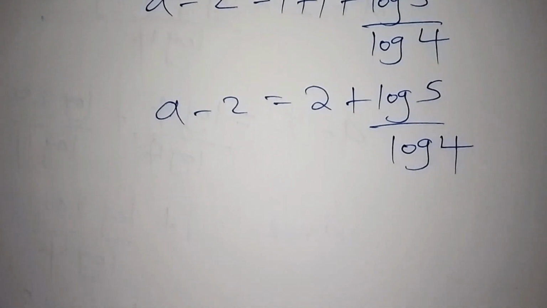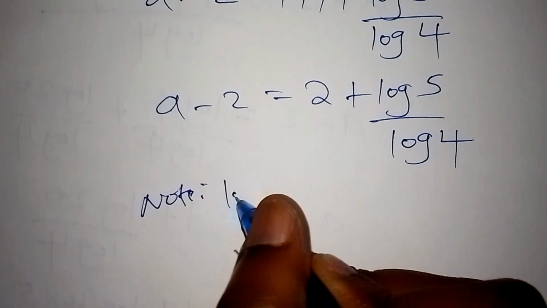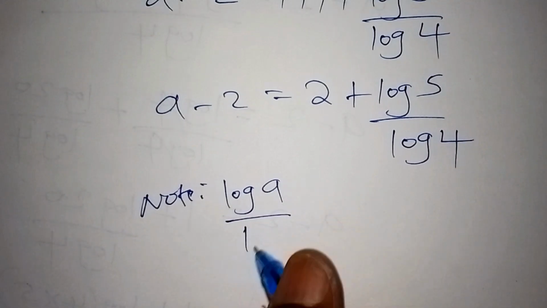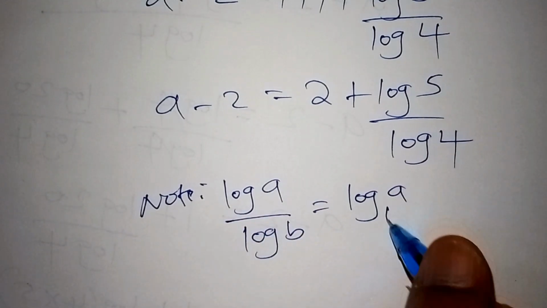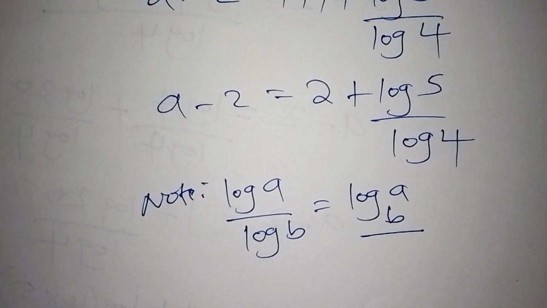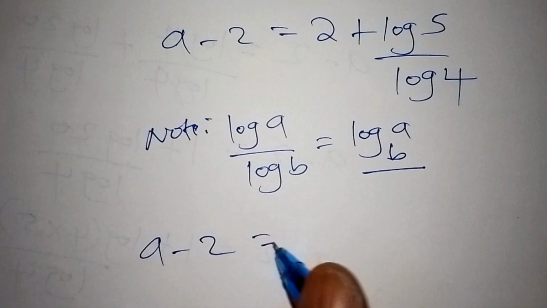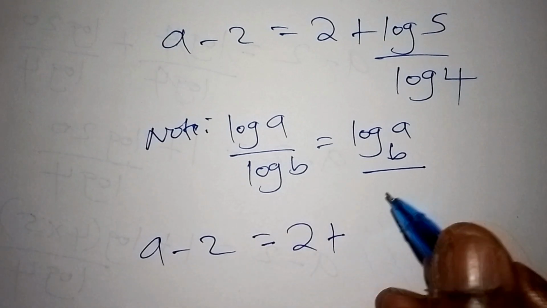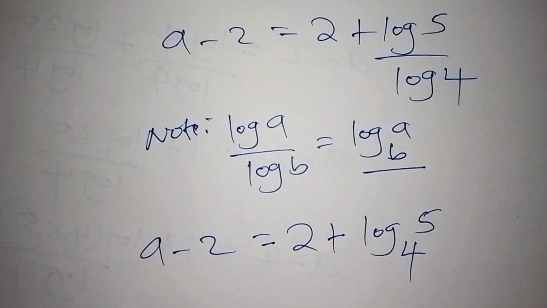So let's note this, it's very important. In case we have the log of a all over the log of b, this can also be written as the log of a to the base of b. So let's write the log of 5 all over the log of 4 in the form of the log of a to the base of b. So now our a minus 2 is equal to 2 plus the log of 5 to the base of 4.